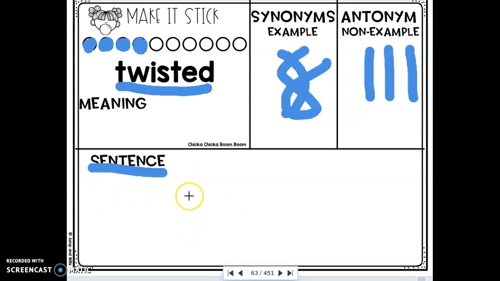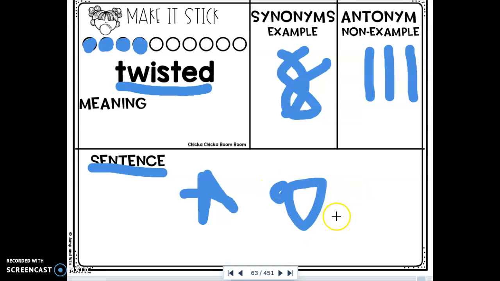So in the story, the letters get twisted. So I'm going to make an A that's twisted and a B that's twisted. Okay, so you might even make a C that gets all twisted. He kind of looks like an S because he's twisted. That's what twisted is, moved out of your original shape.